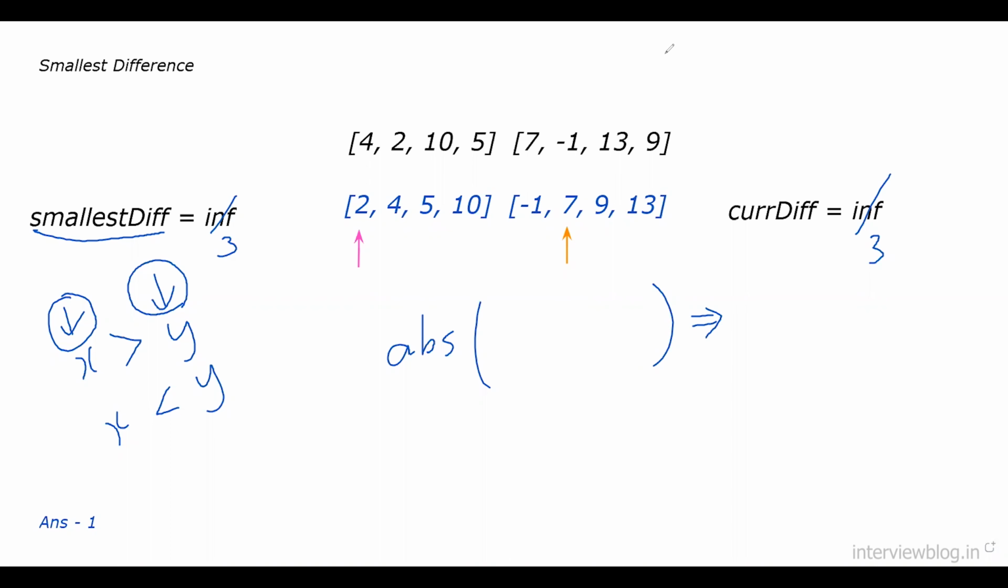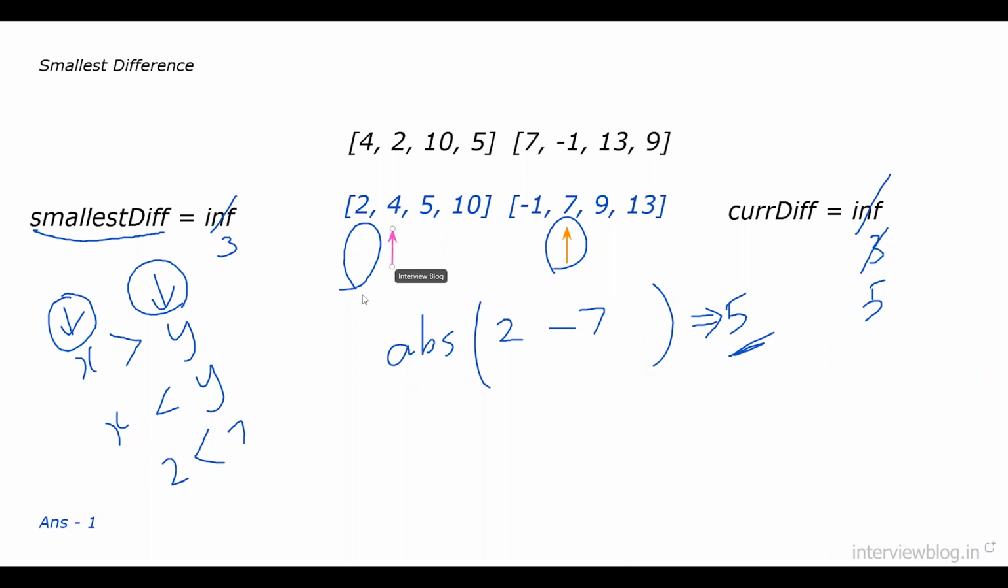Now again, we are going to repeat the steps. We'll be calculating the absolute difference between the elements pointed by the pink and yellow pointer, that is 2 and 7. In this case, our absolute difference is 5. So in this step, our current difference is 5. And now we need to decide whether to move the pink pointer or our yellow pointer. For this, we'll be comparing the elements 2 and 7. While comparing 2 and 7, we can see that 2 is less than 7. Hence, we need to increment this pink pointer from 2 to 4.